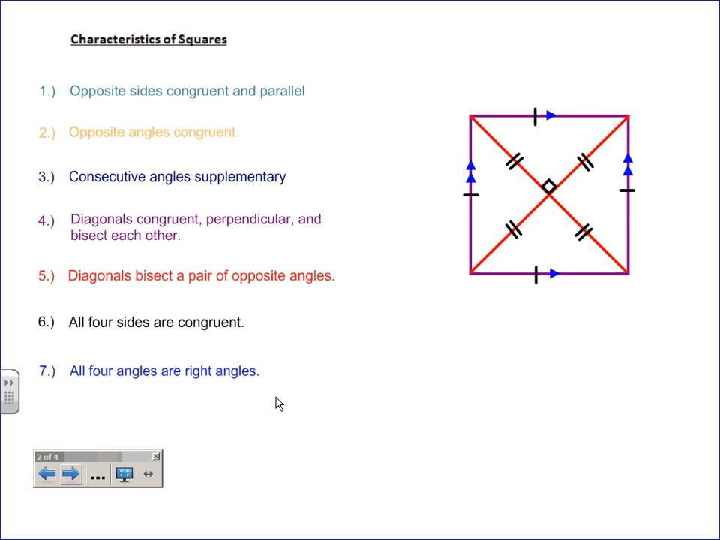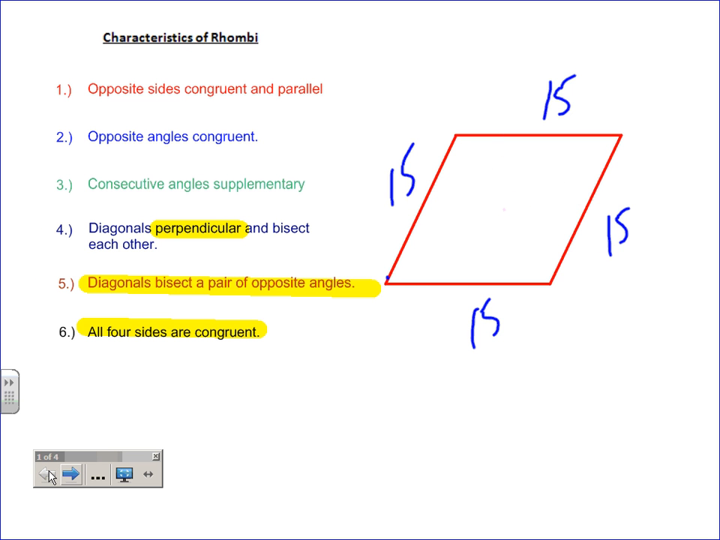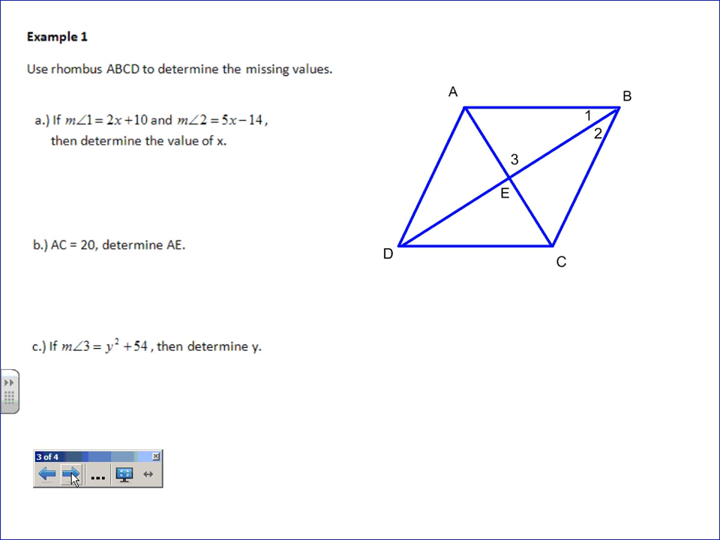Here's your square, and then back here is your rhombi, and so what's kind of important on each one. So it says here, use the rhombus. We have to only think about rhombus properties here to determine the missing values. So you may need to flip back and forth on your page here, but let's go ahead and see what we can do. Angle 1 here, it says, is 2x plus 10. And angle 2 is 5x minus 14.